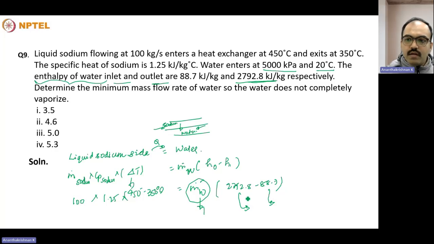So what should be done? Basically this is a straightforward problem. The question says that there will be energy transfer from the sodium side to the water side, and that the water outlet condition is in the liquid phase. So it's already given. We just need to calculate the mass flow rate of the water. In this case, you'll get it as 4.6 kilogram per second. It's a straightforward problem of energy balance.